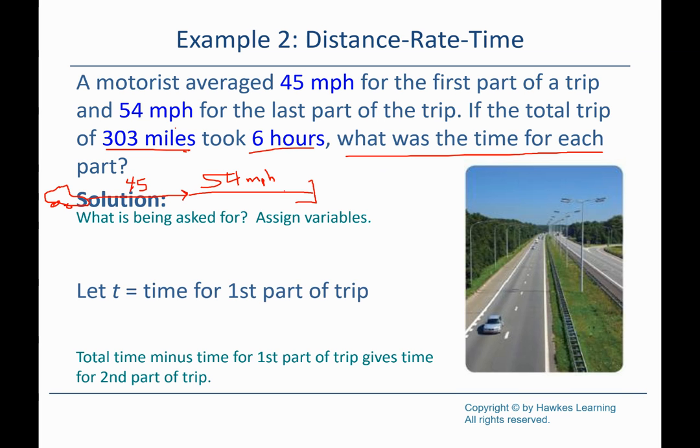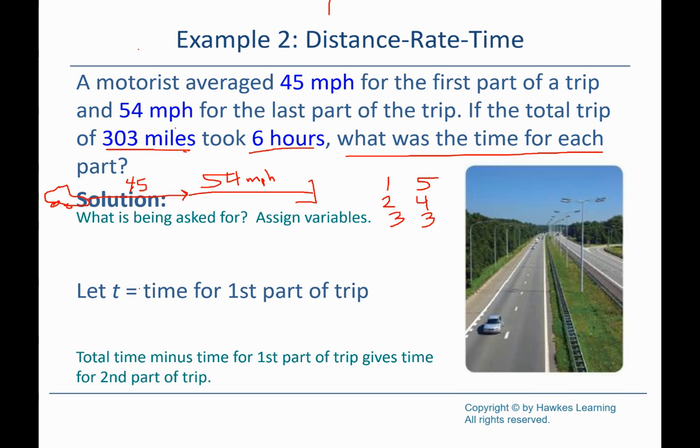So if t is the time for the first part of the trip, then I have to say, what do I know about t that'll allow me to figure out the second part of the trip? Well, what I know is that the total trip was 6 hours. So if the first part of the trip was 1 hour, the last part was 5. If the first part was 2, the last part was 4, right? If the first part was 3, the last part was 3.